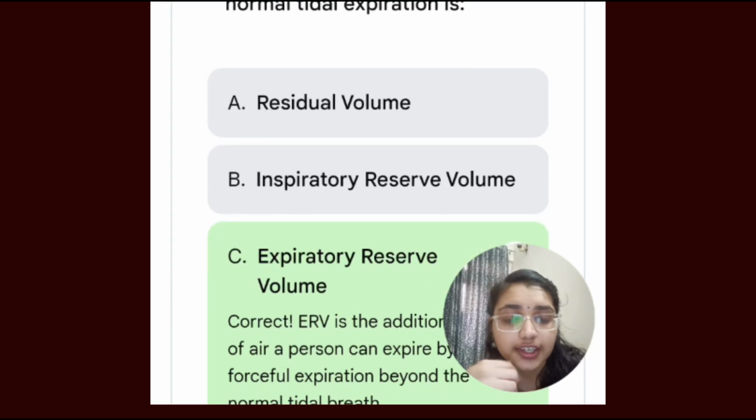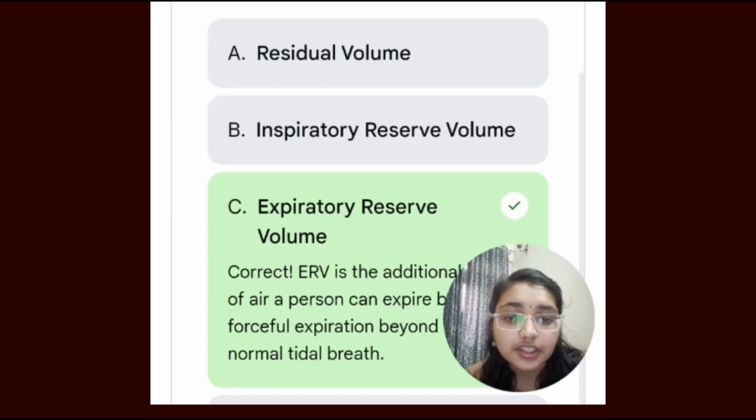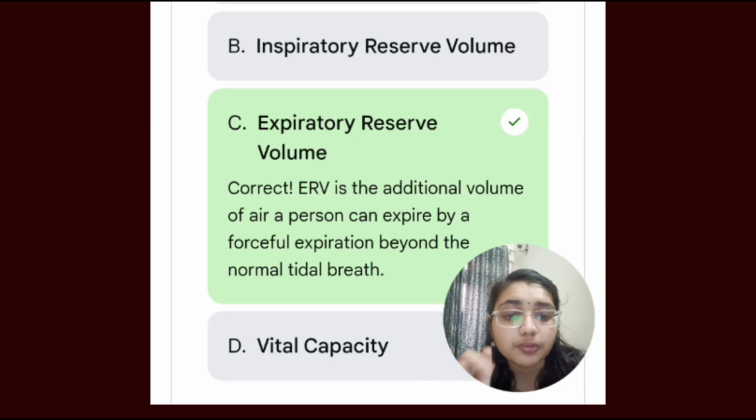During a forceful expiration, the volume of air exhaled after a normal tidal expiration, that is expiratory reserve volume, because when the word forceful expiration comes, it is the volume of air exhaled after a normal tidal expiration, that is the expiratory reserve volume. Expiratory reserve volume is the additional volume of air a person can expire. That means we inhale and exhale. So exhaling forcefully beyond a normal tidal breath, that is expiratory reserve volume.